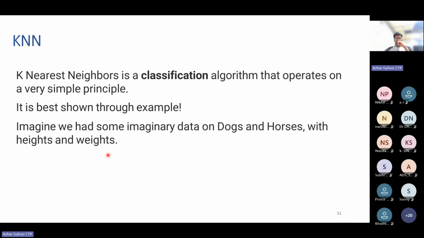Now let's see KNN. K nearest neighbors is a classification algorithm that operates on a very similar principle. We'll see the examples.